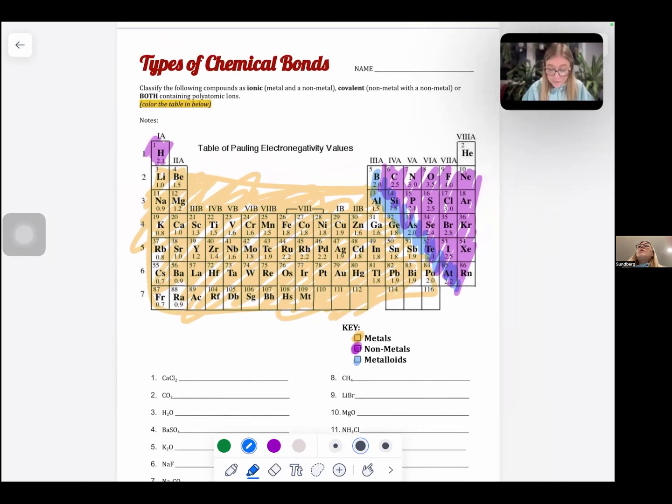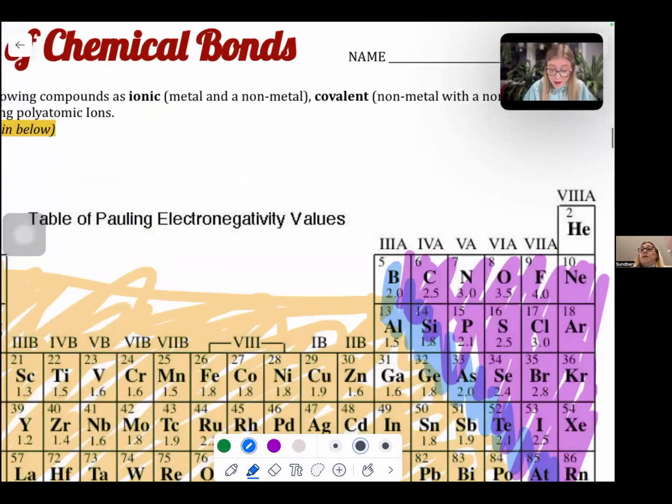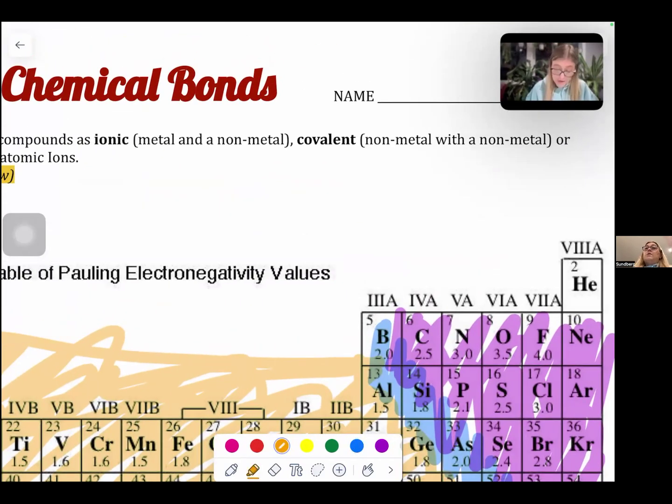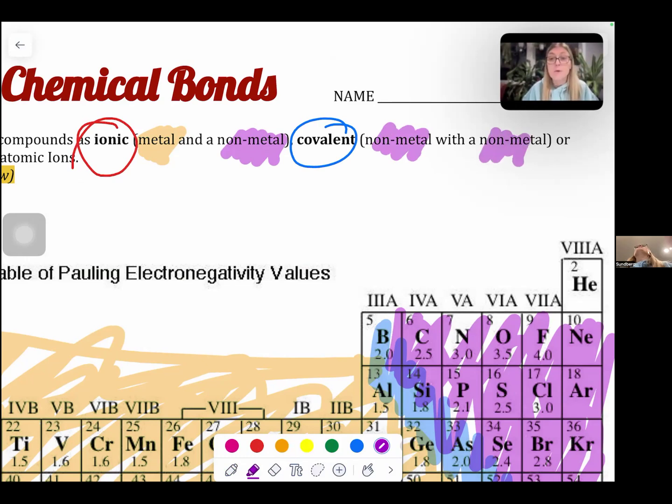Okay. So up here are the notes that you need to know. An ionic compound, ionic is our first type. That is when you have a bond between a metal with a non-metal. So an orange with a purple. And then our other type of bond is a covalent, and that is when you have a non-metal purple with a non-metal purple. Okay, so let's try some.